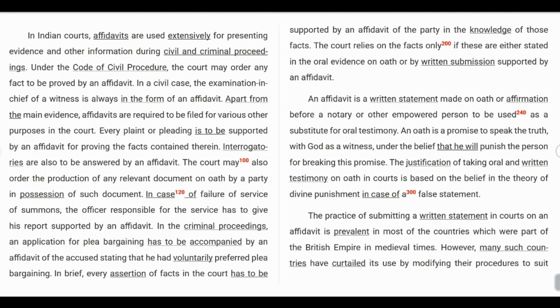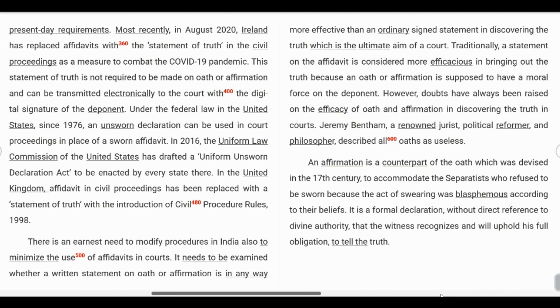The justification of taking oral and written testimony on oath in courts is based on the belief in the theory of divine punishment in case of a false statement. The practice of submitting a written statement in courts on an affidavit is prevalent in most of the countries which were part of the British Empire in medieval times. However, many such countries have curtailed its use by modifying their procedures to suit present day requirements.